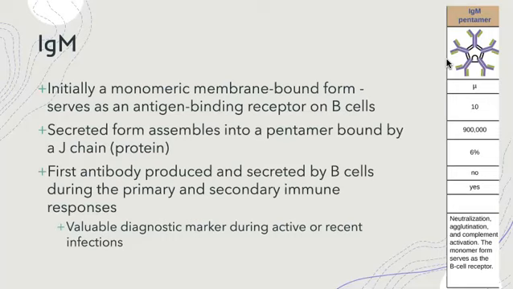This is our first antibody that we're going to produce in that primary response, so the first time that we are infected with a pathogen, and then also within the secondary immune responses. But we will, of course, produce it much faster in the secondary response. So we can use it as a valuable diagnostic marker when we are having an active or recent infection.